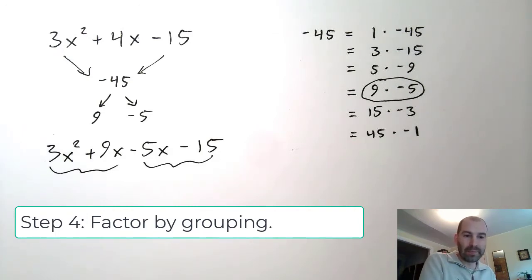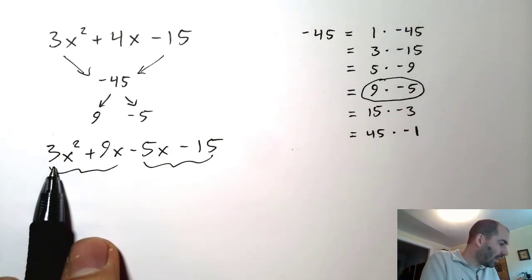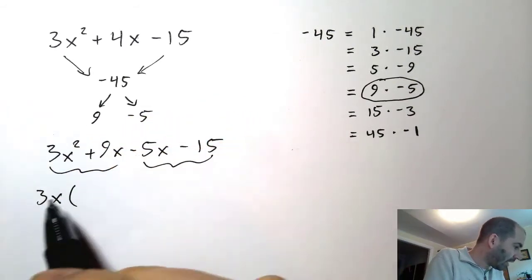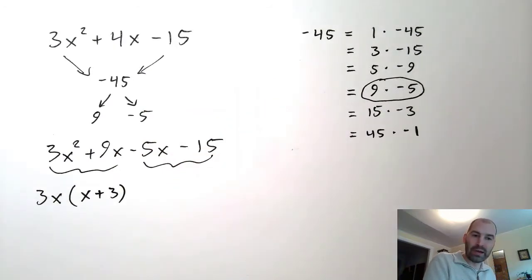Okay, so 3, 2, 1. Okay, welcome back. Let's see if we got the same thing. So the first two terms here, my GCF I'm seeing is 3x, right? And when I factor that out, I get x plus 3. Hope you got the same thing.